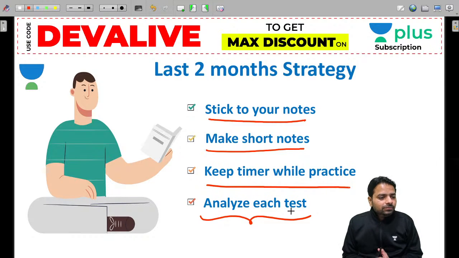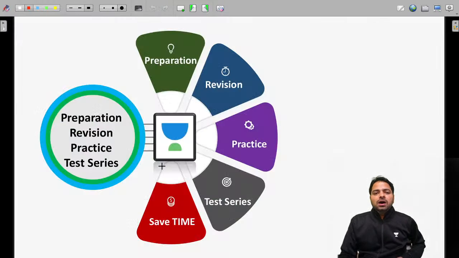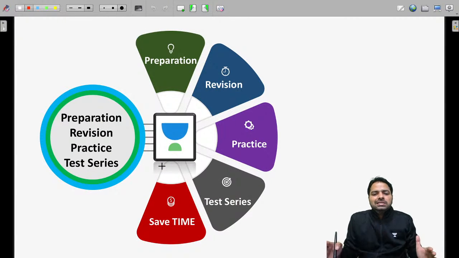Then, yes, I'll be coming to that. Shiva, there is a 1% chance of repeating the previous year questions, but previous year questions will help you understand what the standard of the exams is. Concepts will repeat, not the questions. Remember, Shiva. Okay, so preparation, revision, practice, and attempting the test series are the targets in the last 2 months.